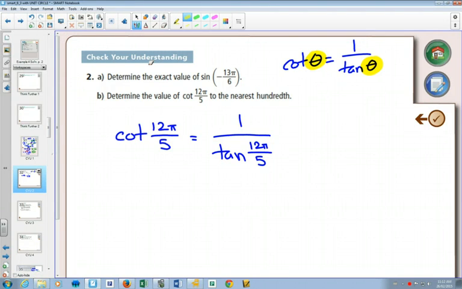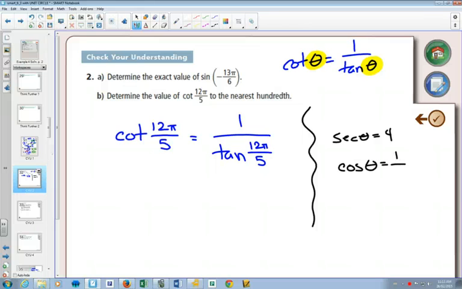Because you're going to be tempted with reciprocal functions in an example like this to switch the fraction to be 5 over 12 pi, because we sometimes flip the fraction. But in this case, the fraction, the 12 pi over 5, does not get flipped. If we think back to a question that we did the other day, we had secant theta equals 4, and we wrote cos of theta equals 1 over 4. And I want to point out the subtle difference between these two questions.